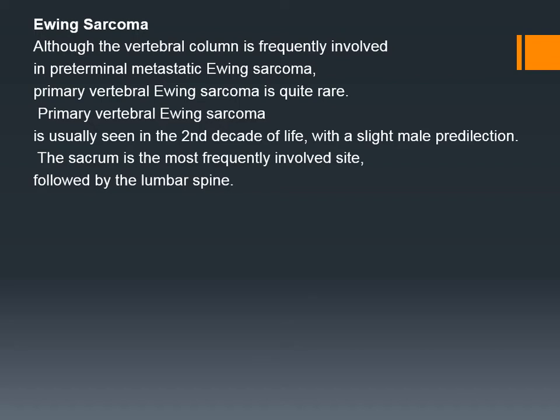Ewing sarcoma, although the vertebral column is frequently involved in pre-terminal metastatic Ewing sarcoma, primary vertebral Ewing sarcoma is quite rare. Primary vertebral Ewing sarcoma is usually seen in the second decade of life with a slight male predilection. The sacrum is the most frequently involved site, followed by the lumbar spine.